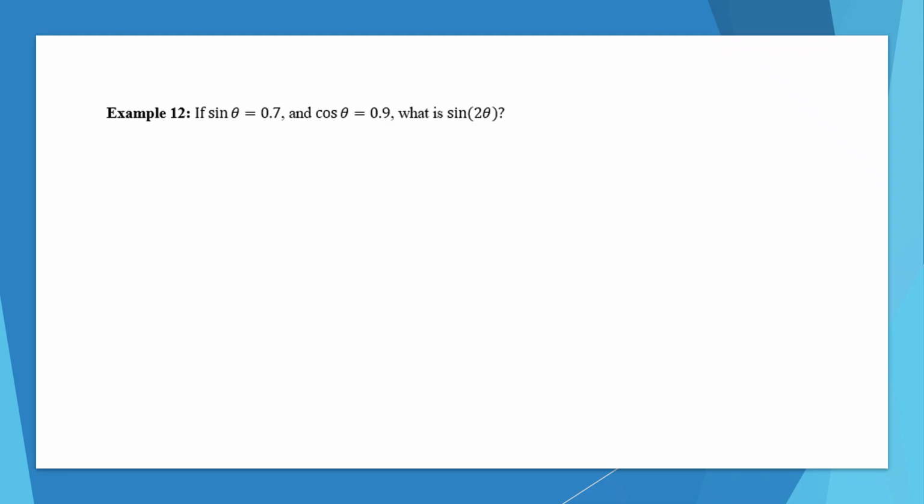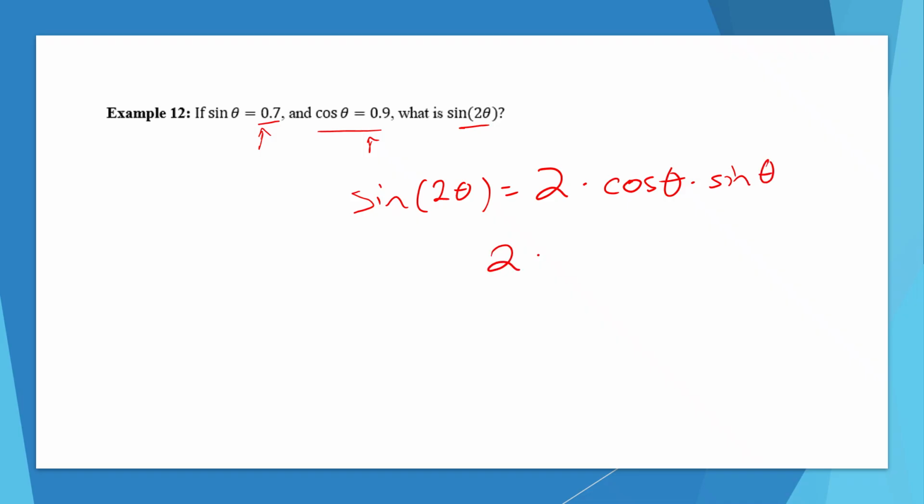Here, if we have sine of theta equals 0.7 and cosine theta equals 0.9, these are just actual numerical values. What is sine 2 theta? So let's use the equation. Sine 2 theta equals 2 times cosine theta times sine theta, or you can reverse the order, it doesn't matter. This is going to be 2 times cosine theta, which we now know is 0.9.